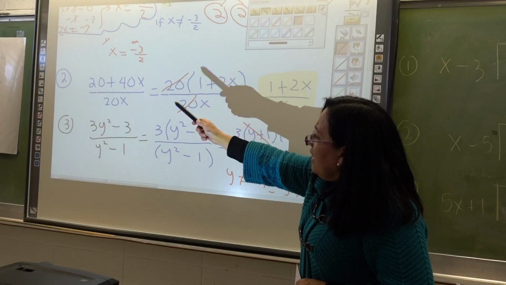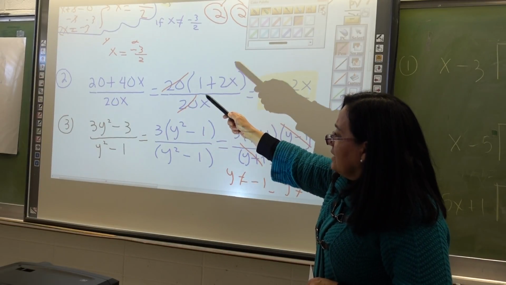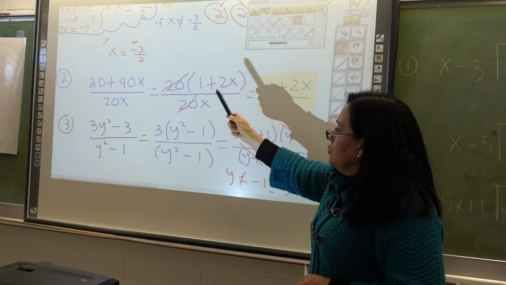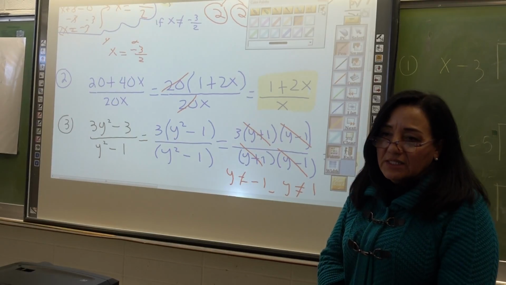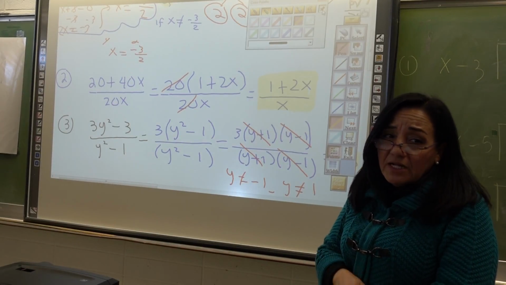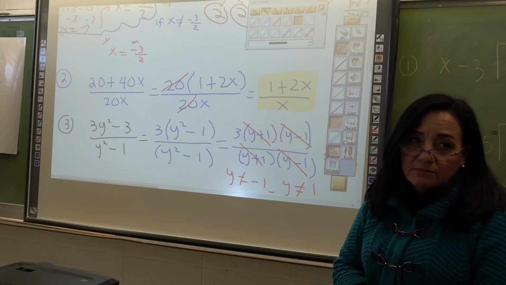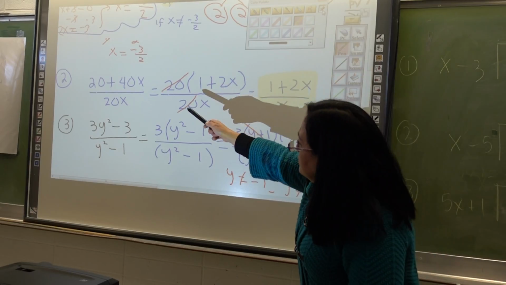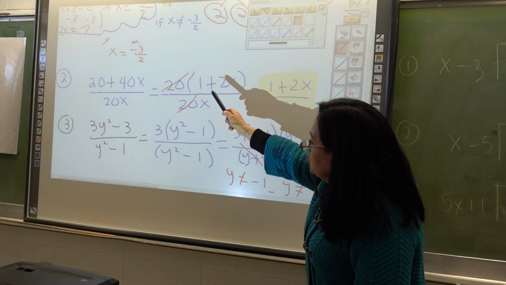So in that one, you have 20 plus 40x and 20x in the bottom. You just have to factor out the 20. That's it. Some of them are very easy to factor. Some of them are not that easy. So 20 times 1 plus 2x, over 20x.